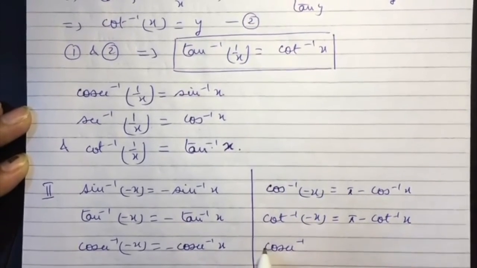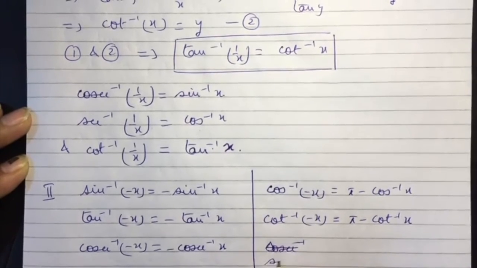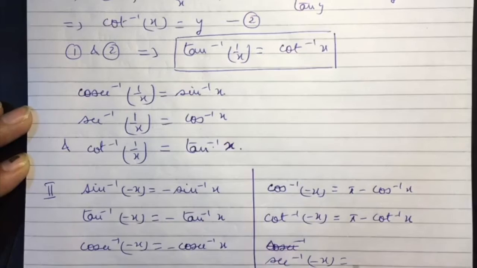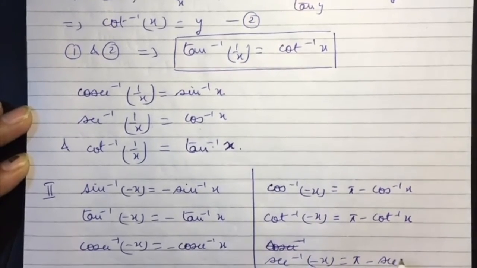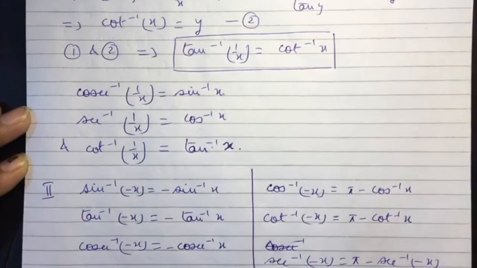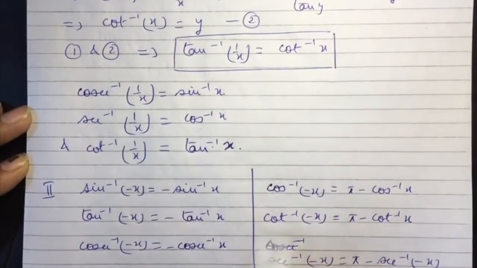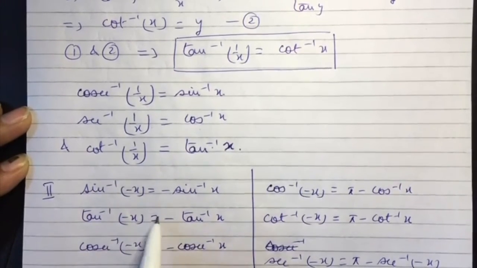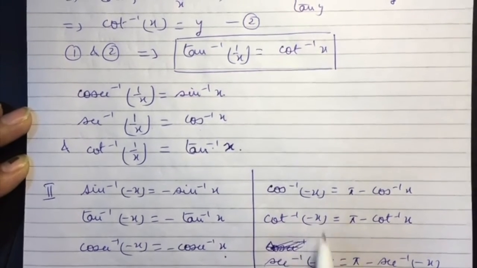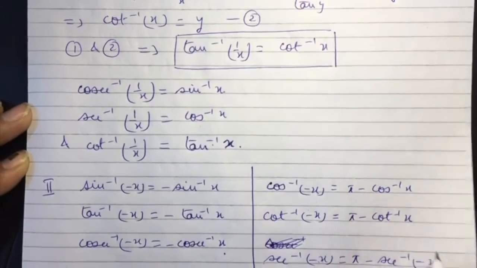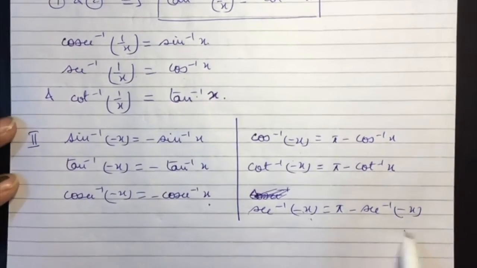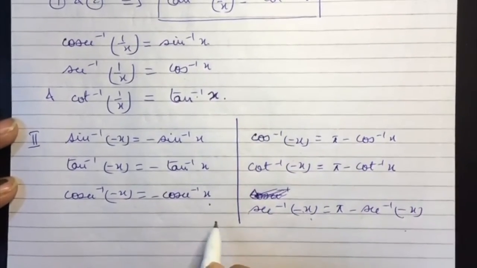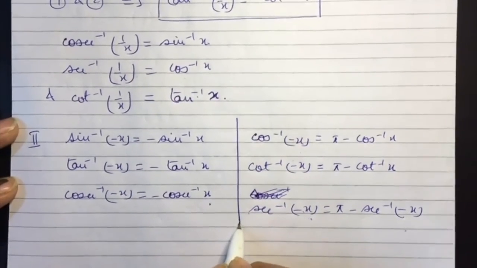sec inverse minus x is pi minus sec inverse x. Now here you can see that all the group 1 inverse trigonometric functions are giving us one kind of result, whereas all the group 2 inverse trigonometric functions are giving us yet another kind of result. A simple proof can be seen, which we'll do in the next video.